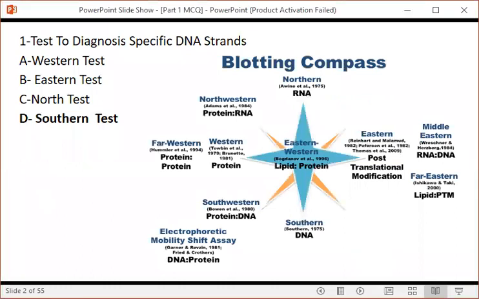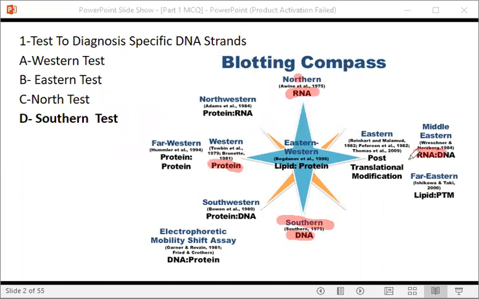In the beginning, the first question: a test to diagnose specific DNA strands. Is it Western, Eastern, Northern or Southern test? This kind of question is not really important for you as a physician, but you need to know that there is a compass, or it's called blotting compass. نحفظها دائما. The Northern is RNA, and the Southern is DNA. تمام. The Western is protein, and the Eastern is post translation modification.